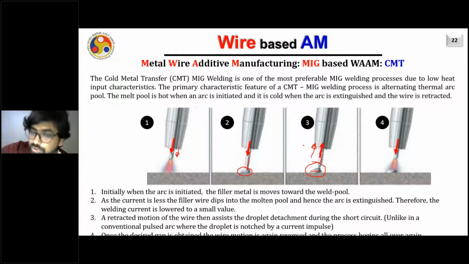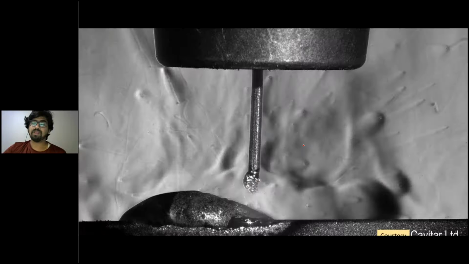There is a mechanical motion of the wire in the case of CMT cold metal transfer, and it is a very suitable process for additive manufacturing. You can see the video that can explain how it really works.